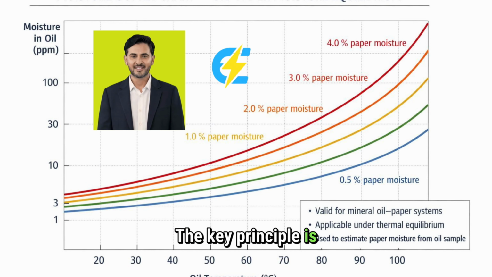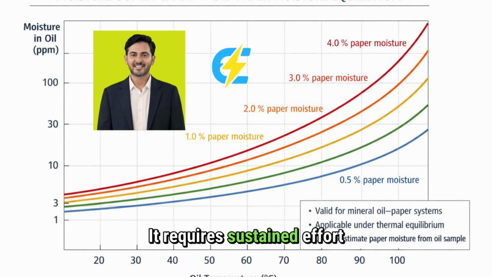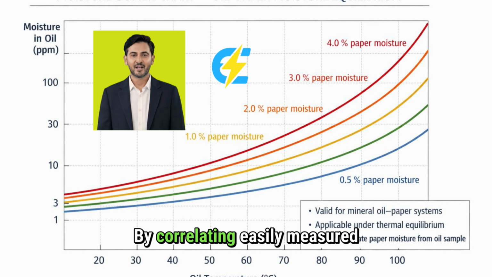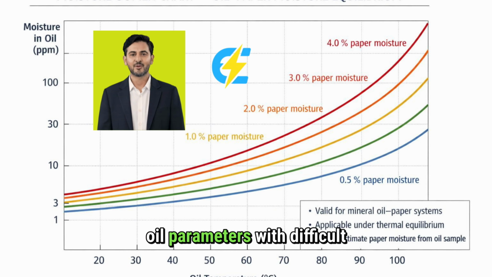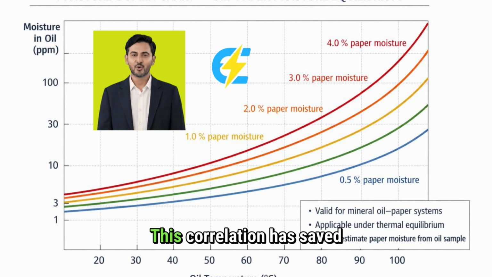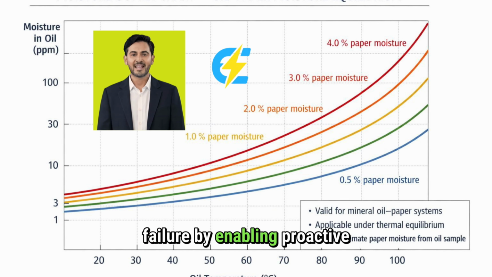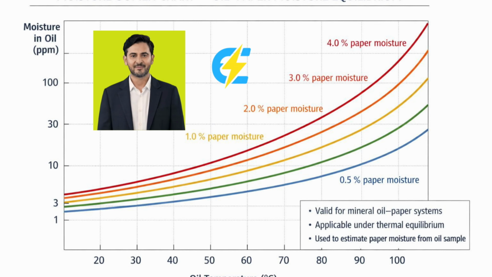The key principle is that paper drying is a process, not a quick fix. It requires sustained effort and careful monitoring to achieve meaningful moisture reduction in cellulose insulation. The Oommen chart turns oil data into life-critical insight. By correlating easily measured oil parameters with difficult-to-measure paper moisture, it provides engineers with a practical tool for assessing transformer health. This correlation has saved countless transformers from premature failure by enabling proactive moisture management.